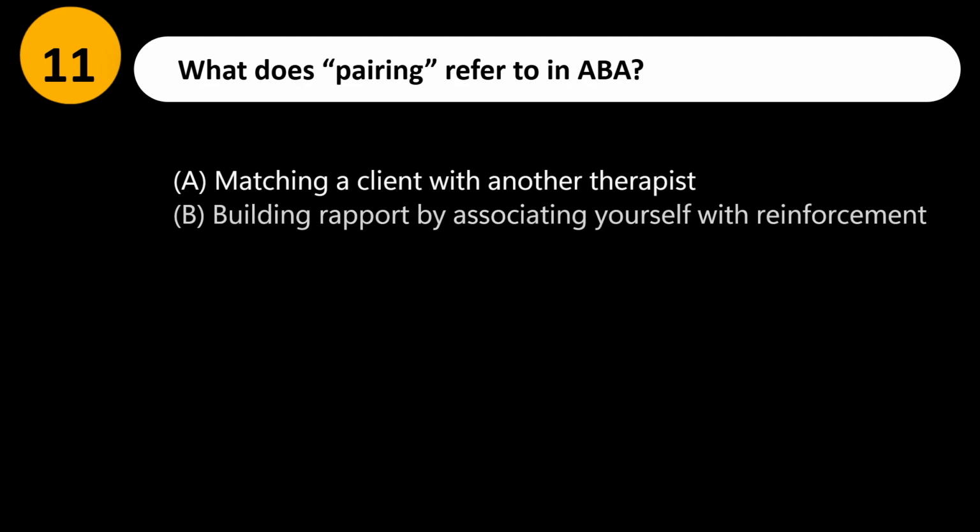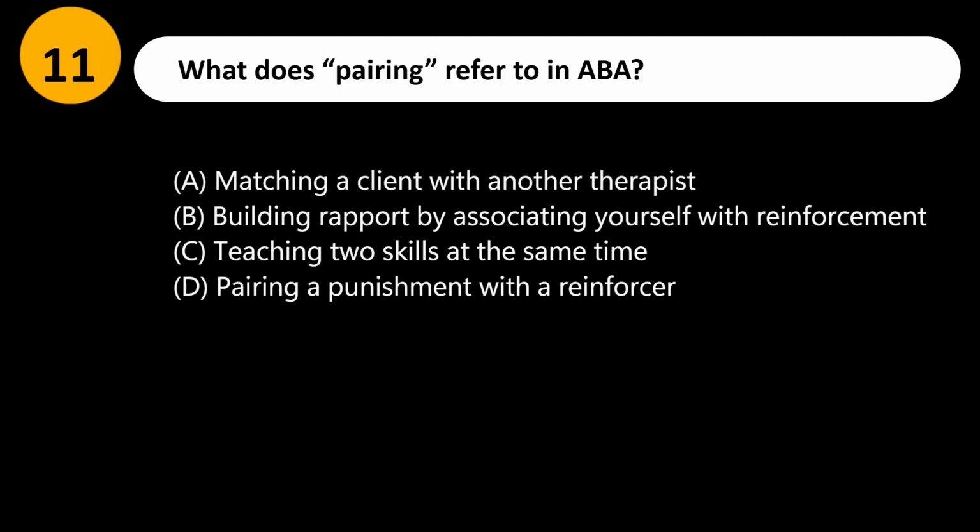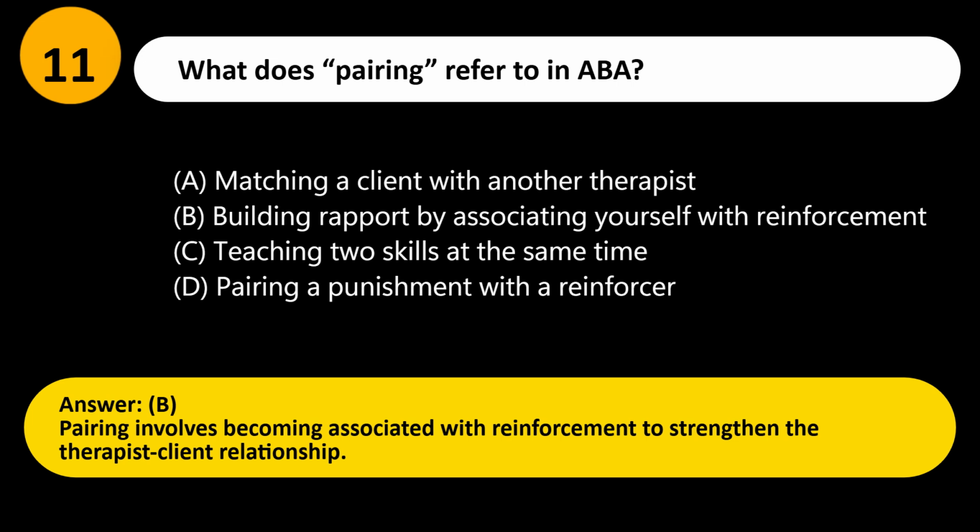What does pairing refer to in ABA? A. Matching a client with another therapist. B. Building rapport by associating yourself with reinforcement. C. Teaching 2 skills at the same time. D. Pairing a punishment with a reinforcer. Answer, B. Pairing involves becoming associated with reinforcement to strengthen the therapist-client relationship.